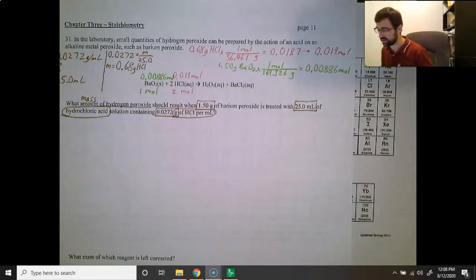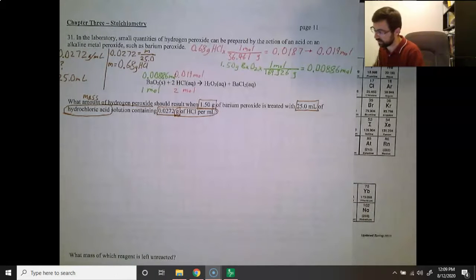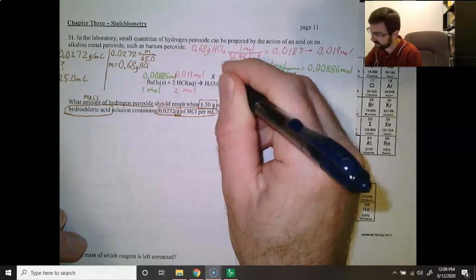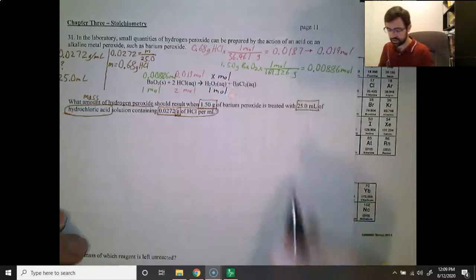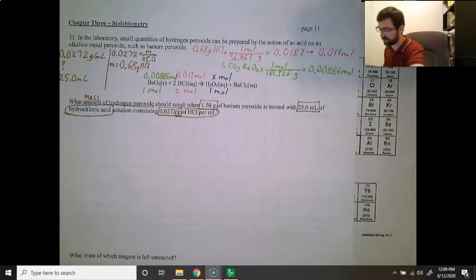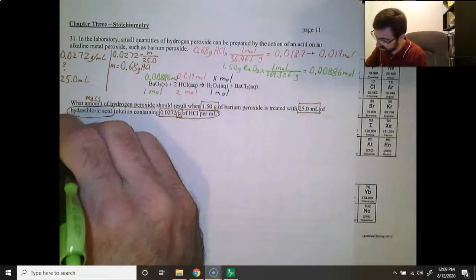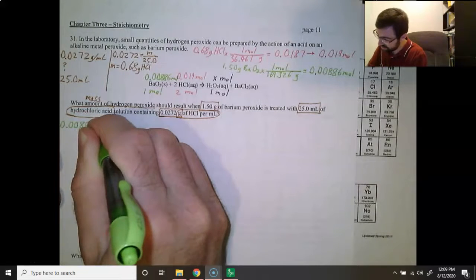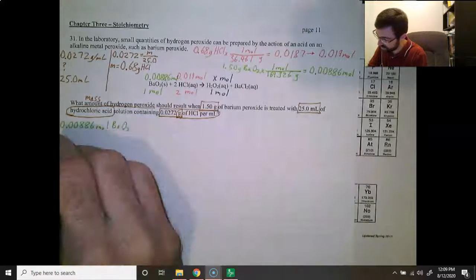So now what I need to do is find what I'm looking for, which is the mass of hydrogen peroxide. What I'm actually looking for is hydrogen peroxide, so all I can really find from this is moles, X mole over 1 mole. Let's start by doing the one on the left, so I'm going to start with 0.00886 moles of BaO2 over 1 mole of BaO2.